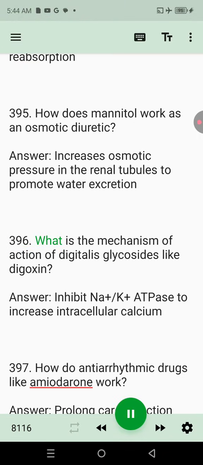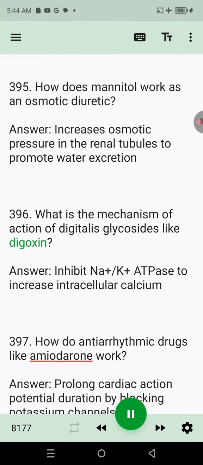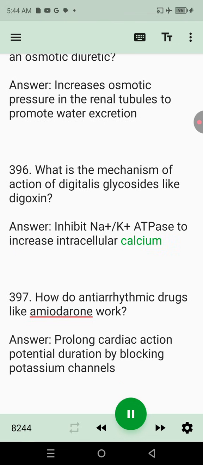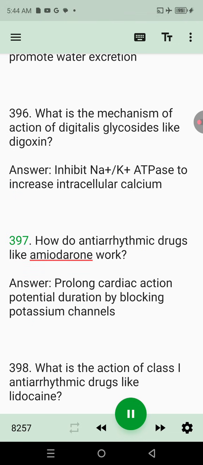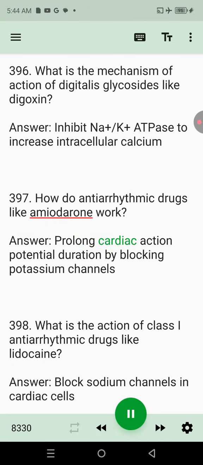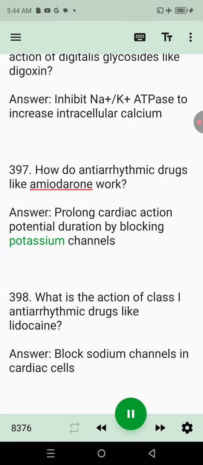396. What is the mechanism of action of digitalis glycosides like digoxin? Answer. Inhibit Na plus K plus ATPase to increase intracellular calcium. 397. How do antiarrhythmic drugs like amiodarone work? Answer. Prolong cardiac action potential duration by blocking potassium channels.